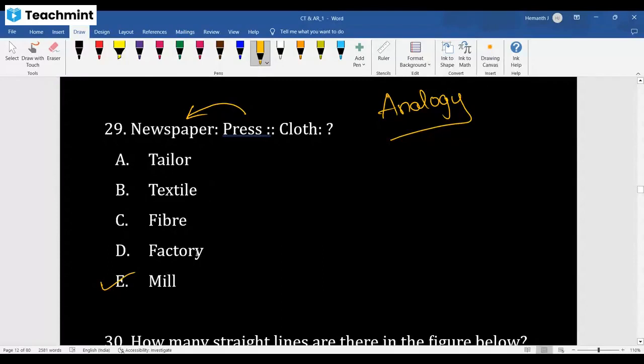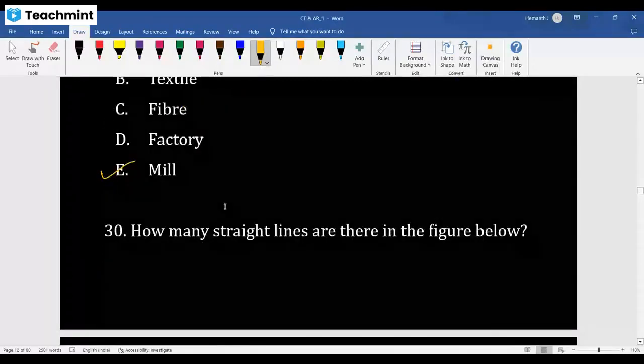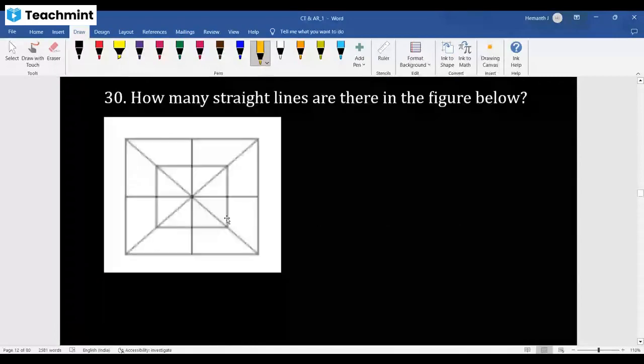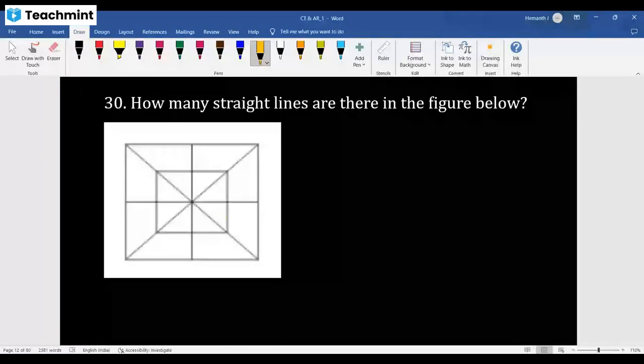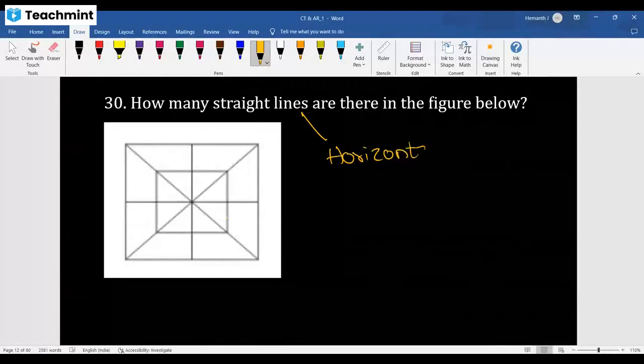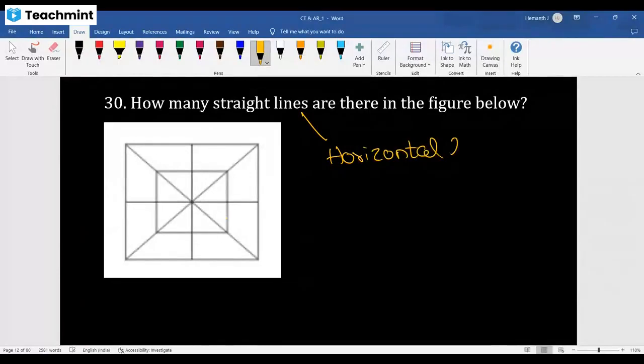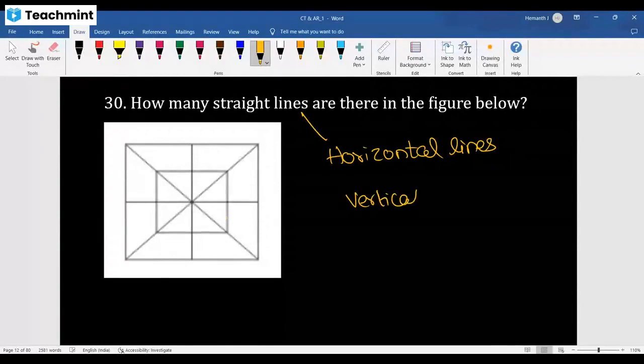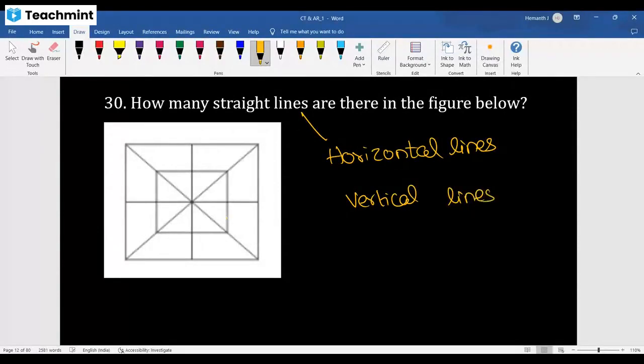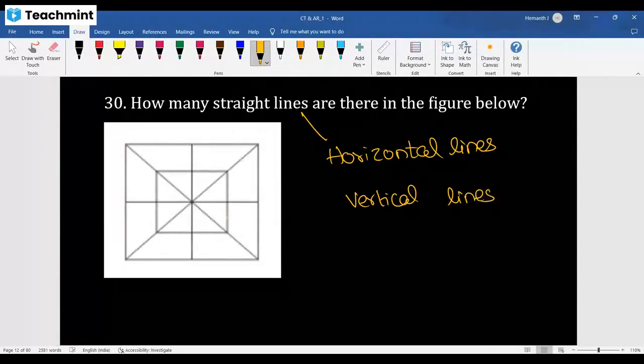Excellent. Now, counting figures topic. Triangles fine, but this is regarding straight lines. Options I removed wantedly. How many straight lines? So you need to count how many horizontal lines in the given diagram, how many vertical lines, how many cross lines.